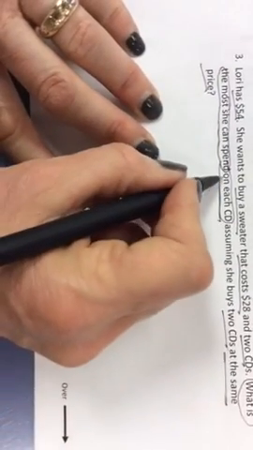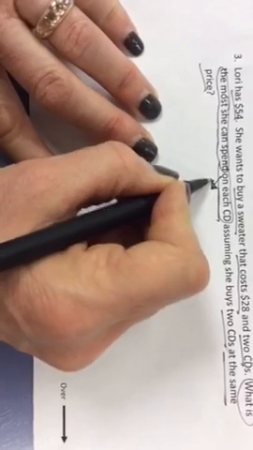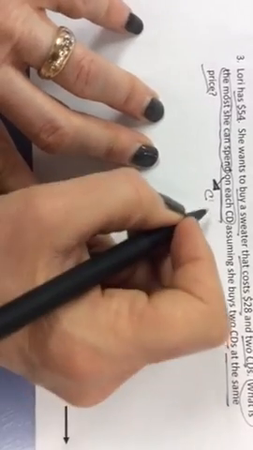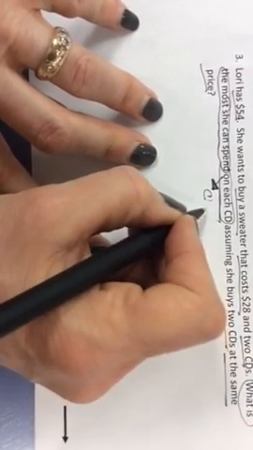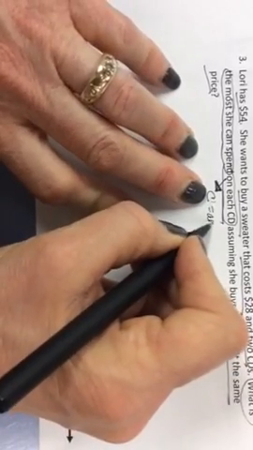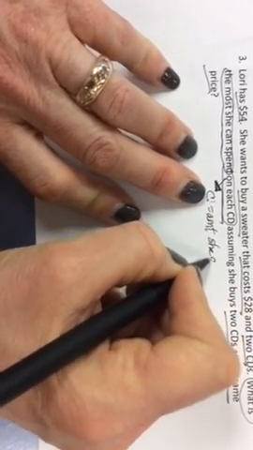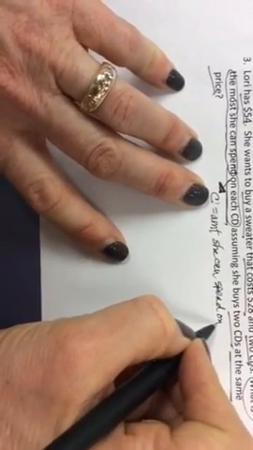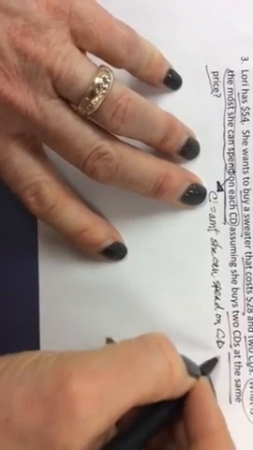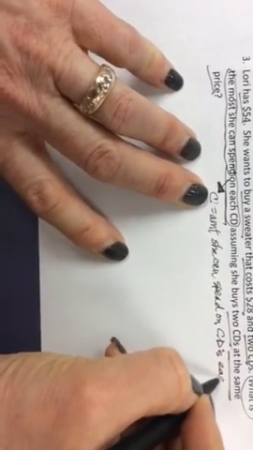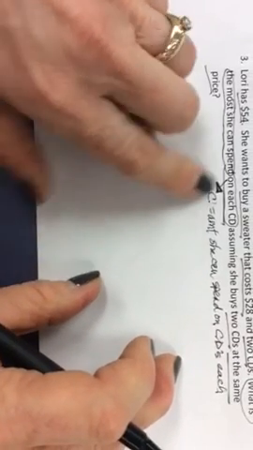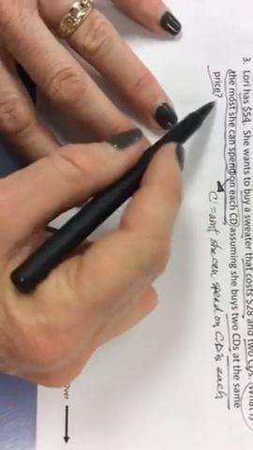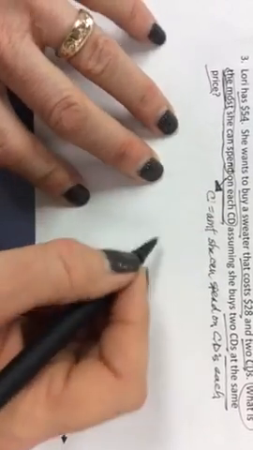All right, well, the most she can spend on the CDs, we have to figure out what variable we want to use. So we could say C, and we need to know that that is the amount she can spend on the CDs each. And that's important. Each one. So this is for one CD. All right, so now let's set up our inequality because it says the most she can spend.